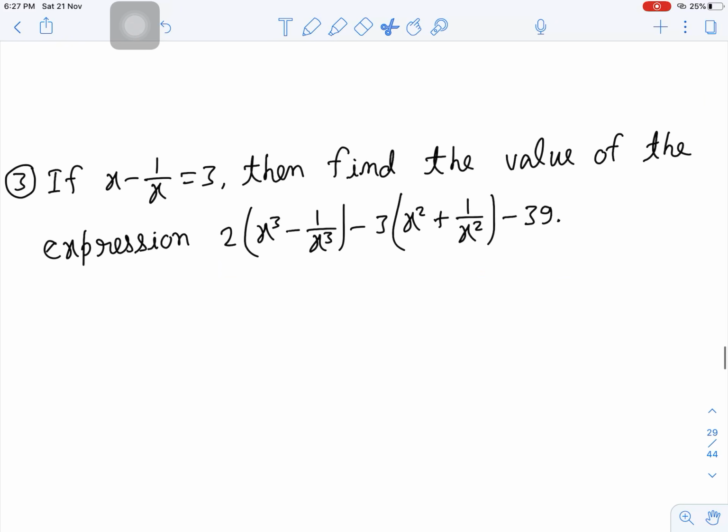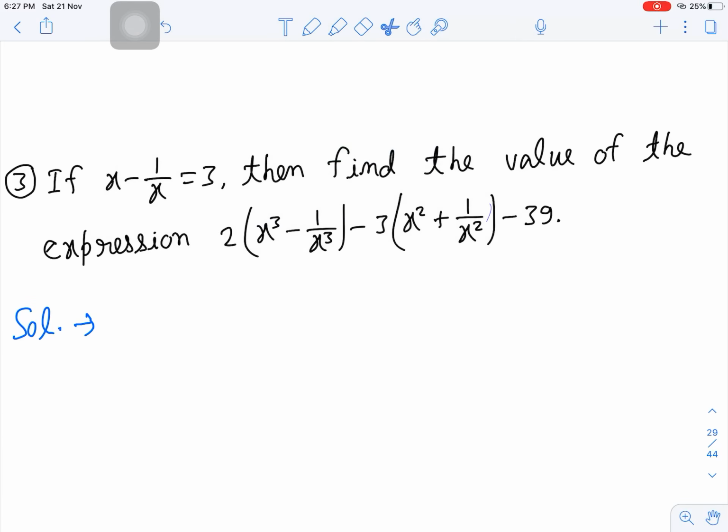In question number 3, if x minus 1 by x is 3, then you have to find the value of the expression 2 times of x cube minus 1 by x cube, minus 3 times of x square plus 1 by x square, minus 39. First of all, with the help of x minus 1 by x equal to 3, we need to find x square plus 1 by x square and x cube minus 1 by x cube.